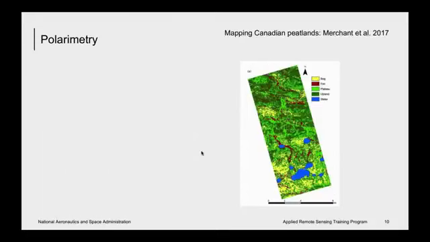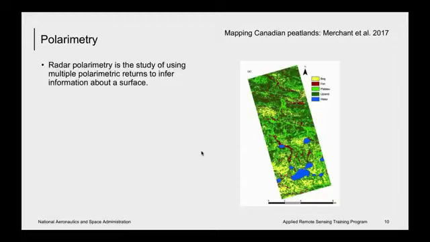So here is one example from the recent literature. These authors were studying land cover types in Canada using the ARSET instrument. So radar polarimetry is defined as the study of using multiple polarimetric returns to infer information about a surface. There are many applications for mapping land cover types with polarimetry, and that includes cryosphere, vegetation studies, and hydrology.